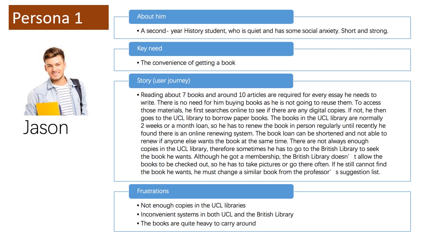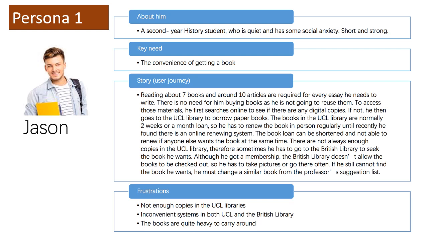The books in the UCL library are normally on a 2-week or 1-month loan, so he has to renew the book in person regularly, until recently he realized there is an online renewing system. The book loan can be shortened and not renewable if anyone else wants the book at the same time. There are not always enough copies in the UCL library, therefore sometimes he has to go to the British Library to seek the books he wants.